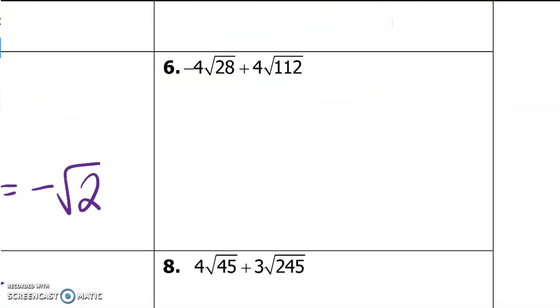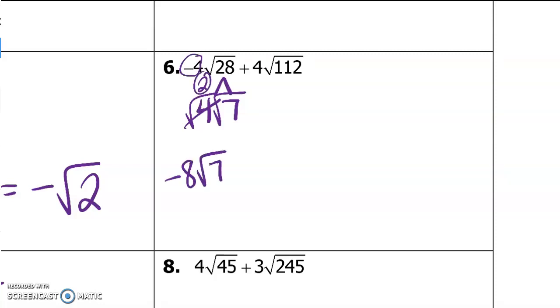Number 6, we need to break down the 28 first. That would be 4 times 7. So square root signs around each of them. This square root becomes 2. So negative 4 times 2 is negative 8 square root of 7. Bring down the plus sign.